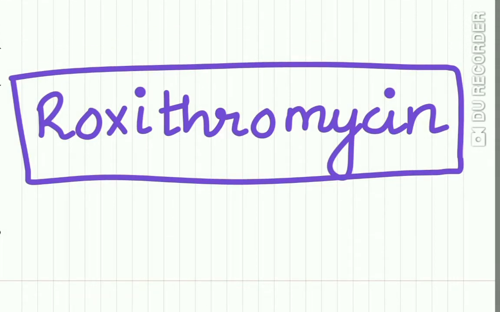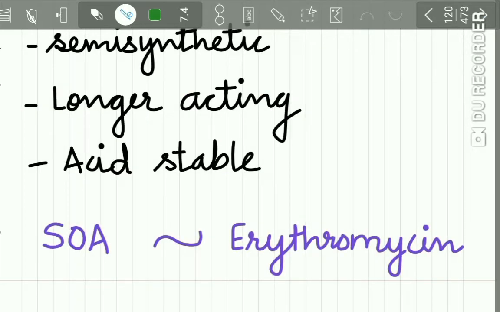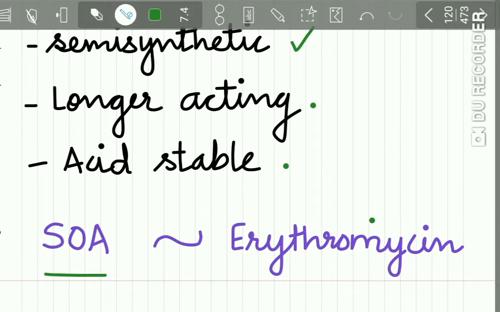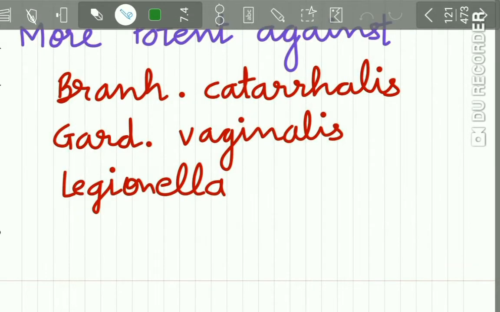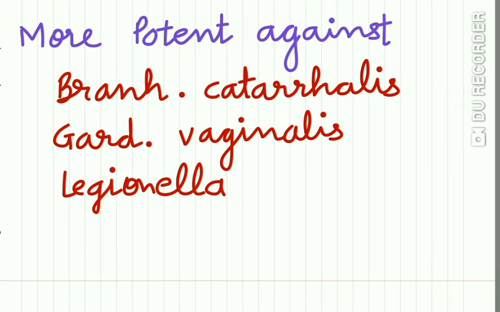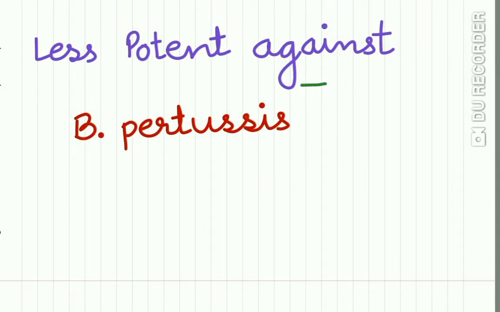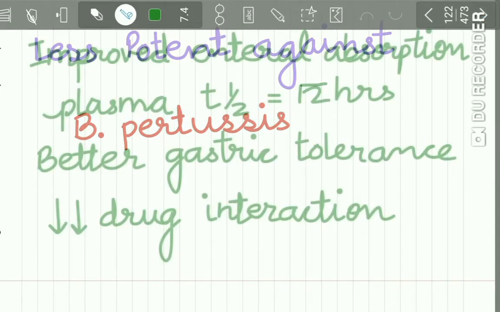Now, the second macrolide antibiotic we will study is Roxithromycin. It is a semi-synthetic macrolide antibiotic having longer action and it is acid stable. The spectrum of activity is very similar to erythromycin. It is more potent against B. catarrhalis, G. vaginalis and Legionella. It is less potent against B. pertussis.